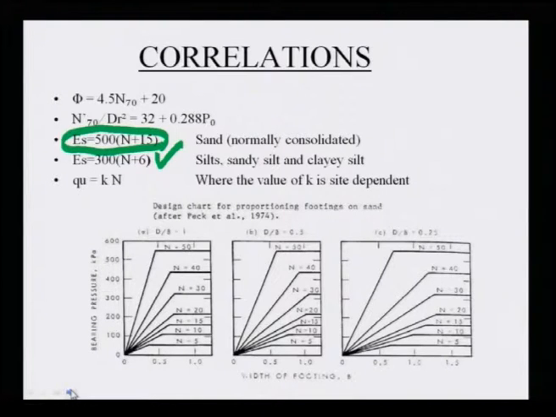That means suppose D by B is equal to 1. So, with this 0.5 depth, the bearing pressure you can find out. Suppose you are getting some N, based on the N you can find out what your bearing pressure is. These are the charts. Indirectly you can get the bearing capacity of the foundation based on the N value also.